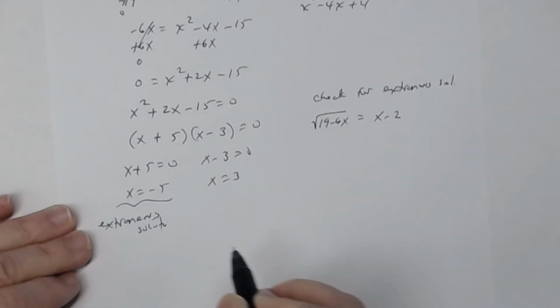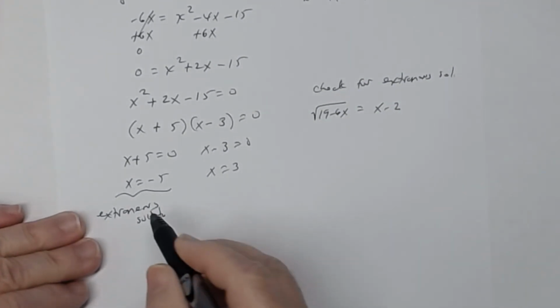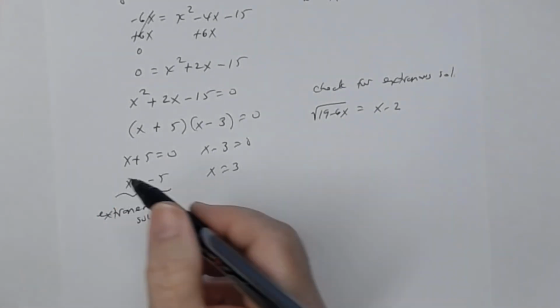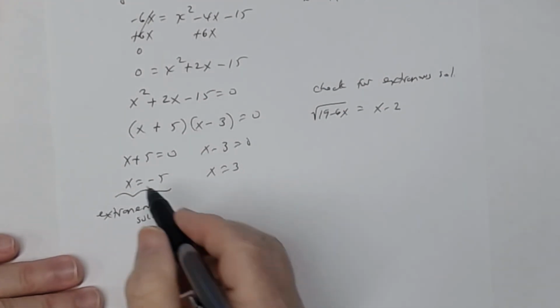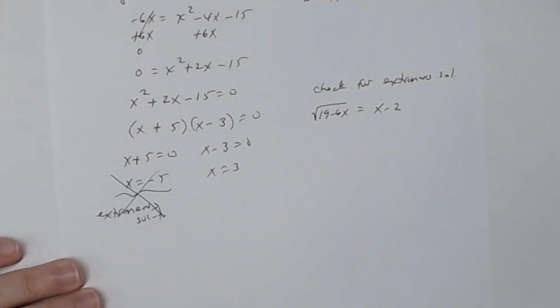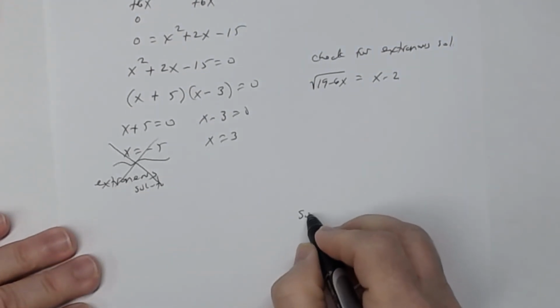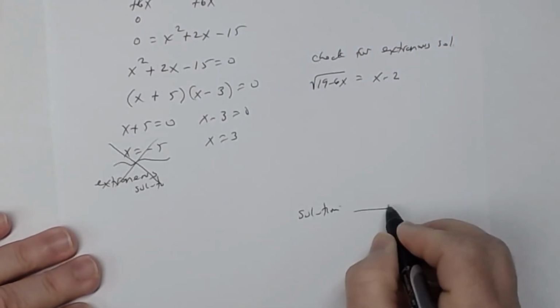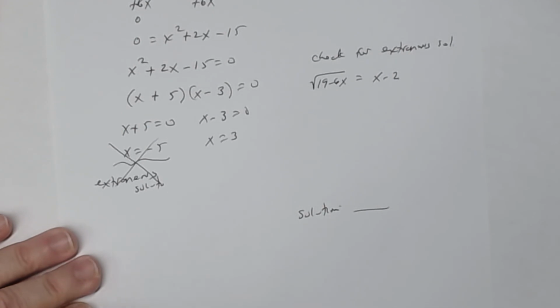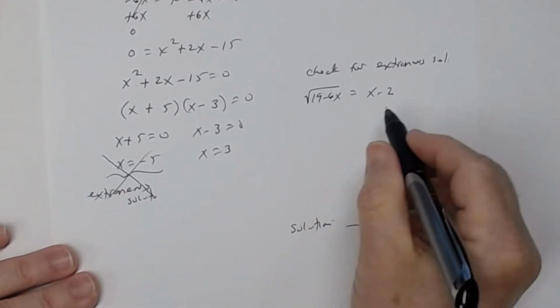All right, so that's not going to work. So extraneous solution means a false solution. So usually you'll see students write extraneous solution and then they'll cross it out to kind of imply that's not going to be a solution. So when you list your solution, you would not include this. All right, but let's go and check this. So let's just check this.